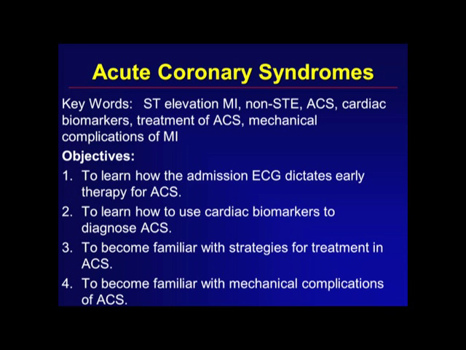Keywords. You learned some of these yesterday. ST elevation MI, non-STE MI, ACS, acute coronary syndrome, cardiac biomarkers. How do we treat it? What are some of the complications if you have heart muscle death by hypoxia? So the objectives of this lecture are to learn about how the EKG helps in dictating early treatment. How do we use cardiac biomarkers? I want you to be familiar with the stages of therapy for acute coronary syndromes. And I want you to be familiar with most of the mechanical complications of this problem.